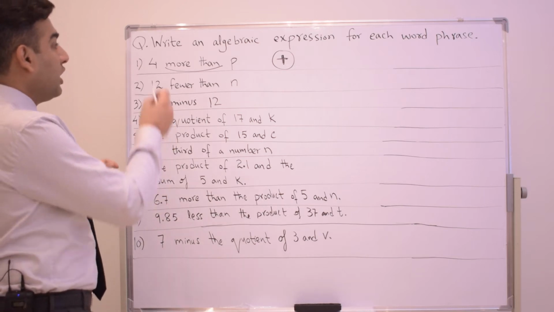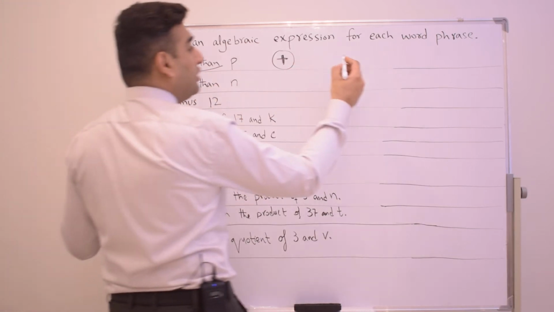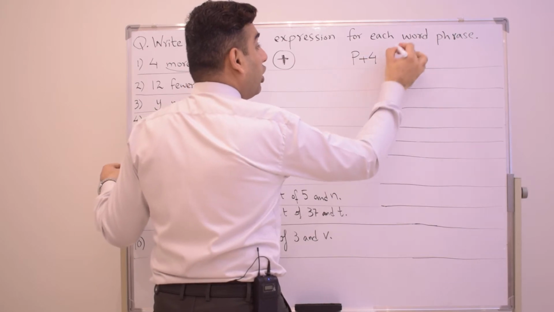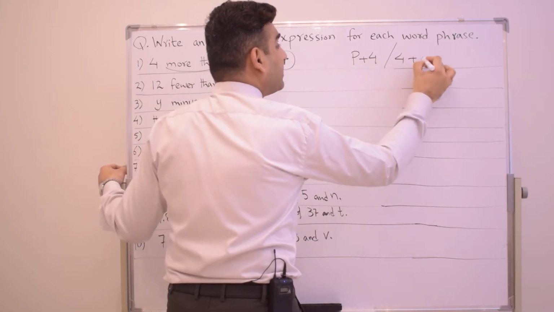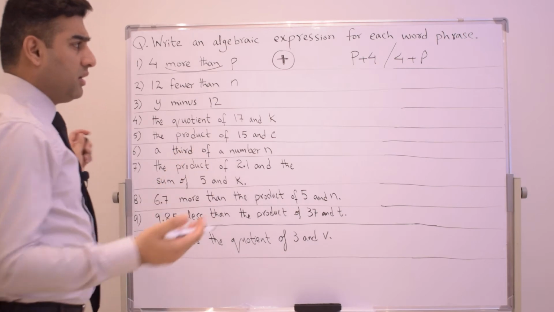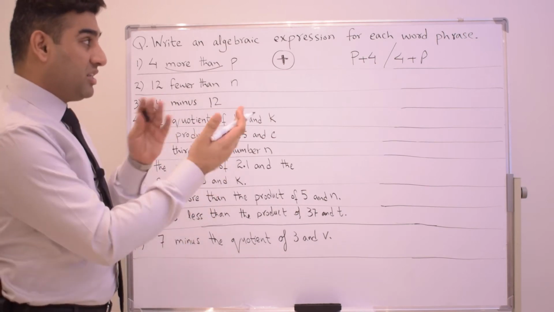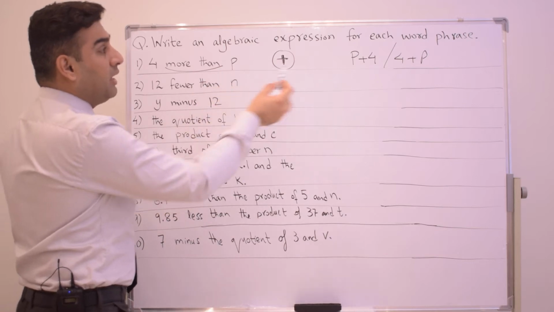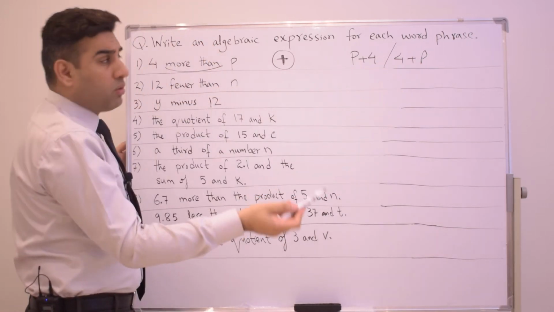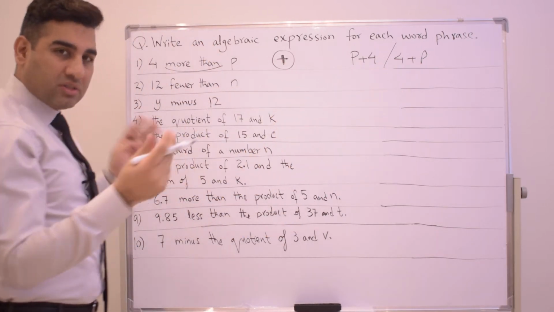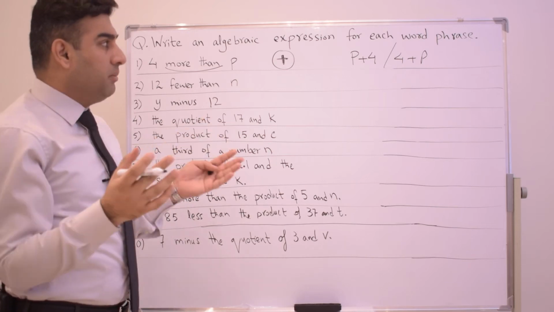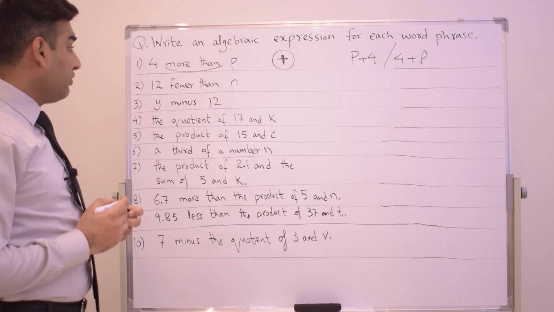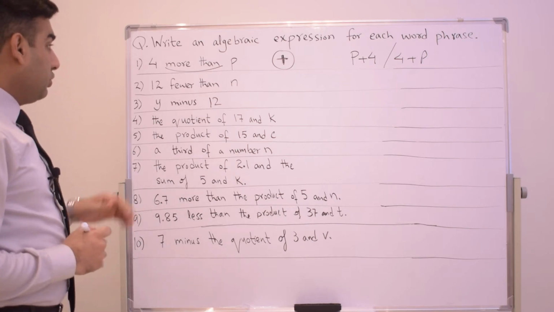So let's begin with this. 4 more than p, it means you have to write p plus 4 or 4 plus p. There will be no problem if you change the sides, because we are going to add them, so the results will be the same. Guys, let's go for the phrase number 2.